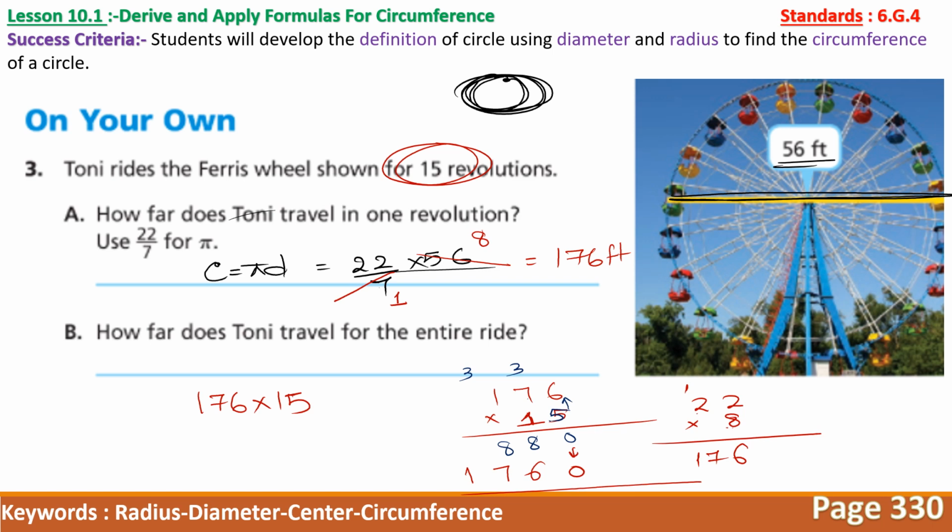Add everything together. So 0, you will get 0. 8 plus 6, 14, you will get 4 down and 1 on the top. 8 plus 7, 15, 15 plus 1, 16, 6 down, 1 on the top. 1 plus 1 is 2. So you will cover 2640 feet of distance. Okay, so the whole traveling is 2640 feet.